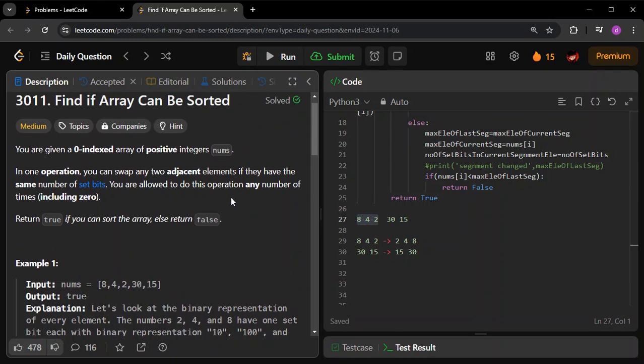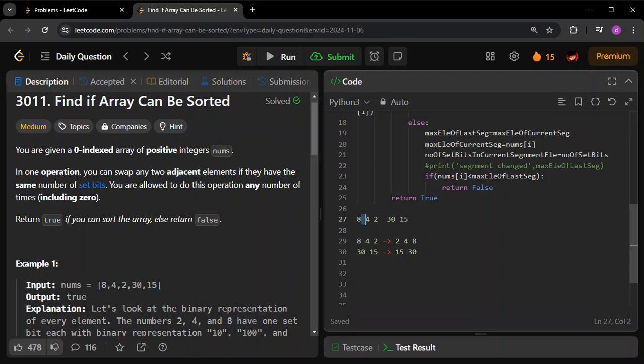Remember, there are two things here. First of all, the elements should be adjacent, only then you can swap. The second thing is, they should have the same number of set bits. So the idea here is, for example, 8 and 2 can swap. Similarly, 4 and 2 can swap. And let us say 8 comes to the position of 4, then again 8 and 2 will be able to swap. Okay, that is the basic idea.